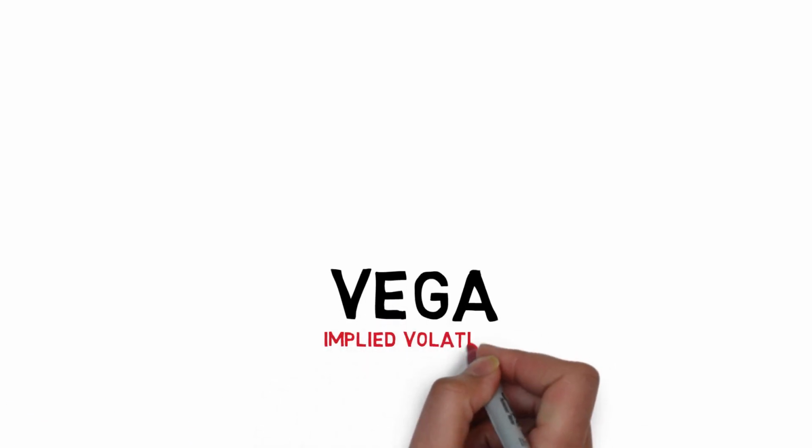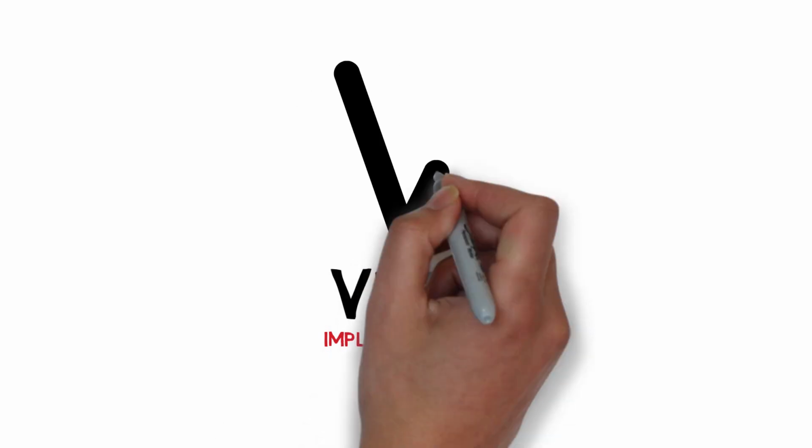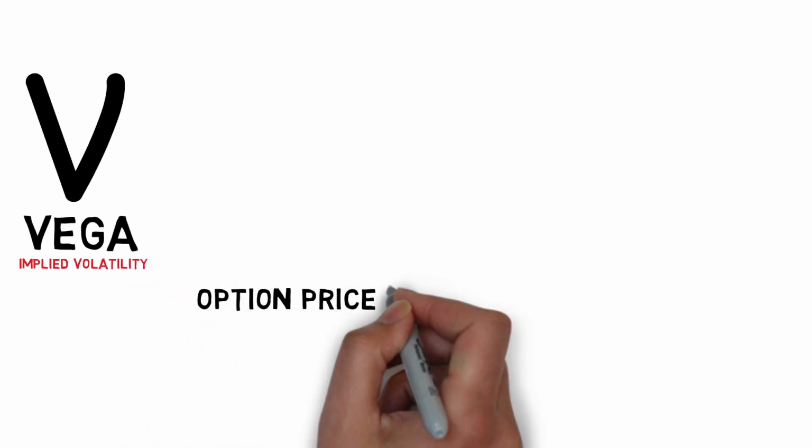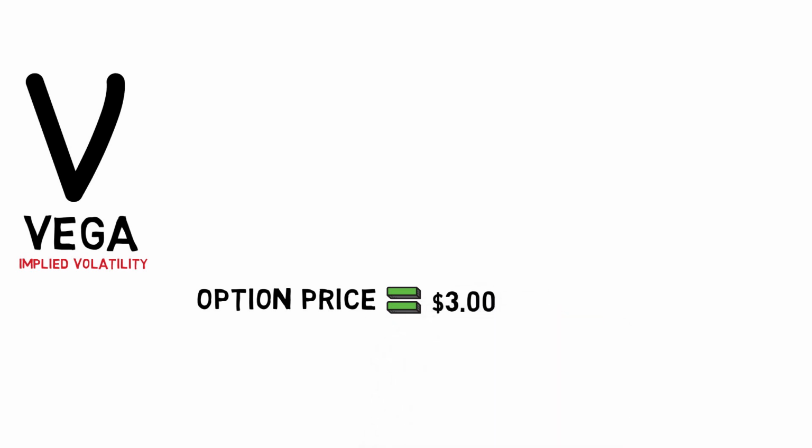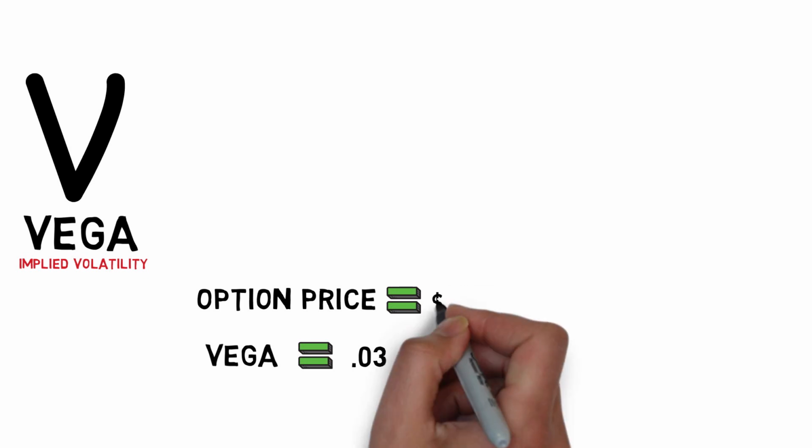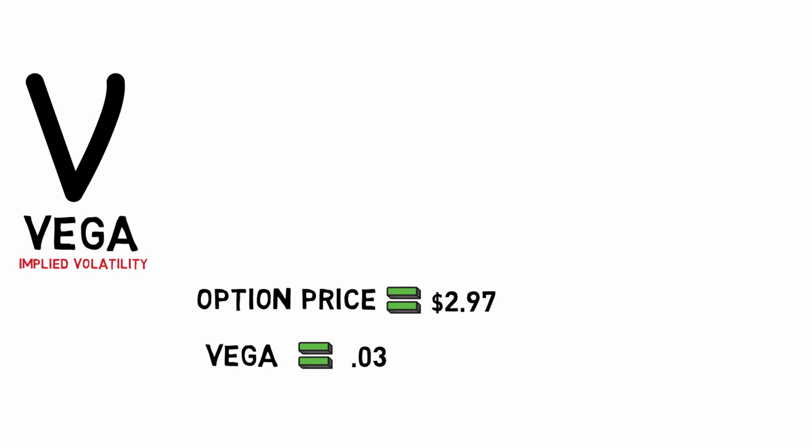Finally, there is Vega, whose domain is implied volatility. Vega estimates how much the premium is likely to change for each percentage point change in implied volatility. If an option has a Vega of 0.03 and implied volatility decreases by 1 percentage point, the premium is expected to decrease by 3 cents.